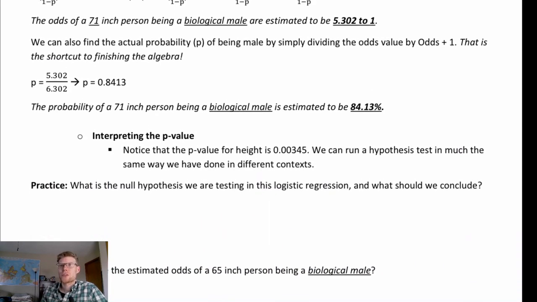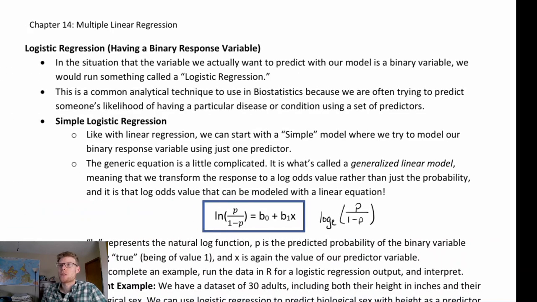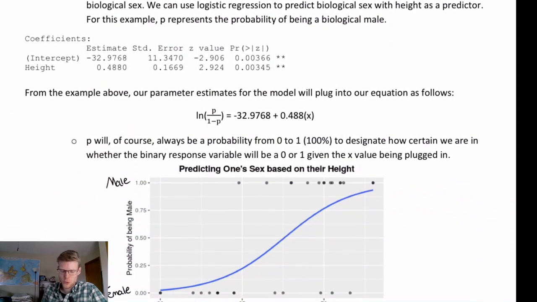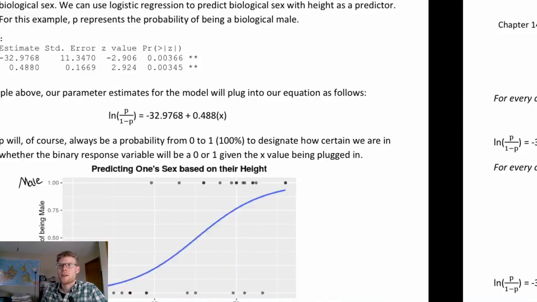One more observation that we'll make about the hypothesis test that shows up on this output. Notice that we do still get a hypothesis test result for height, being 0.00345 as the p-value. That's pretty low. We don't have a whole lot of people, meaning that in order to get a low p-value for a small sample, there's probably going to be a pretty big predictive contribution from this predictor. So just an observation there.